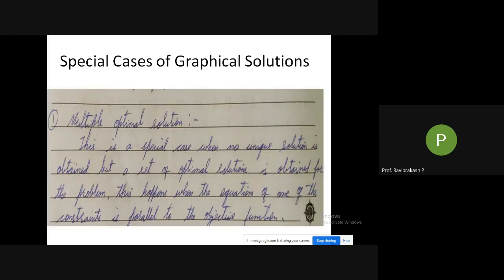This happens when the equation of one of the constraints is parallel to the objective function.